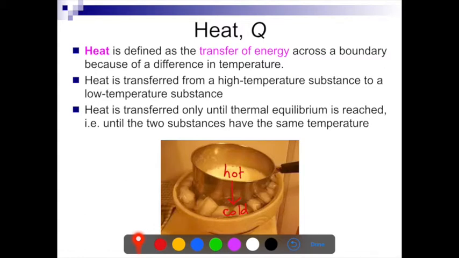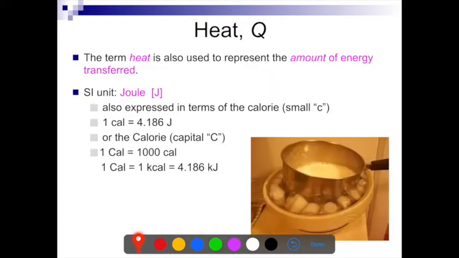And heat is transferred from a high temperature object to a low temperature object, and this transfer only occurs until thermal equilibrium is reached, meaning until the two substances have the same temperature. The term heat is also used to represent the amount of energy transferred. So heat is also used to quantify how much energy is transferred from the hot object to the cold object.